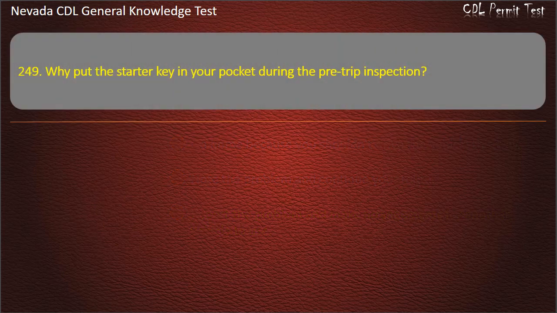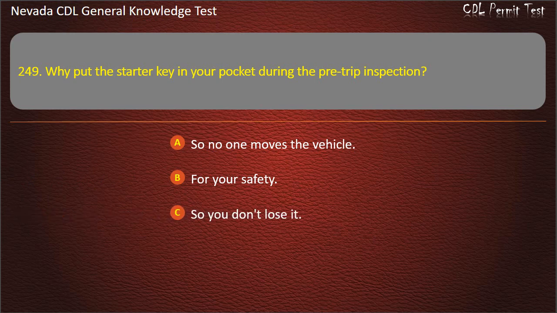Question 249. Why put the starter key in your pocket during the pre-trip inspection? So no one moves the vehicle. For your safety. So you don't lose it. Answer. For your safety.